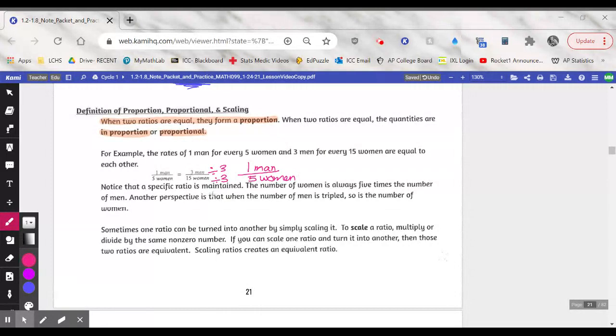So notice that a specific ratio is maintained. The number of women is always 5 times the number of men. So you would always have 5 as many for the women as you do for the men. Another perspective is that when the number of men is tripled, so is the number of women. So if we tripled the number of men, we also triple the number of women.